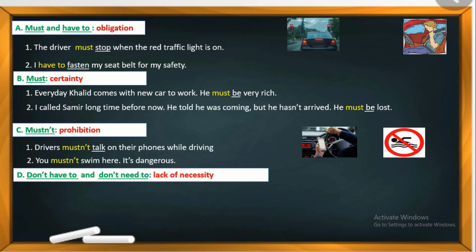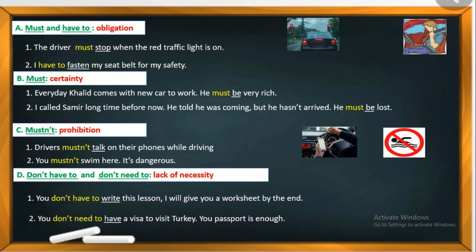Next, don't have to or don't need to. These two modals are used to express lack of necessity. We use this expression to say that something is not necessary. For example, you don't have to write this lesson. I will give you a worksheet by the end. So you don't have to write this means it's not necessary to write this lesson because I will give you copies when you finish.